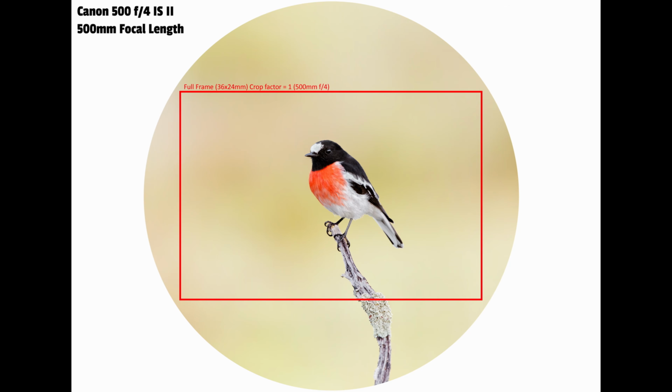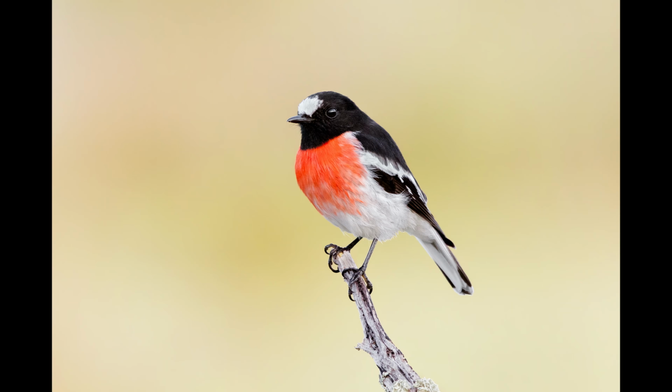I've overlaid the sensor onto the image and that's what the camera is going to capture. The rest of the image is simply discarded and not used. So for Canon, they use an APS-C sensor, which is actually 1.6 times smaller than the full frame. I think Nikon and Sony use a 1.5, and Micro Four Thirds has actually got a sensor that's 2 times as small as a full frame sensor.